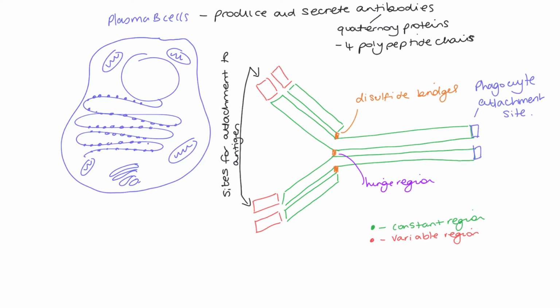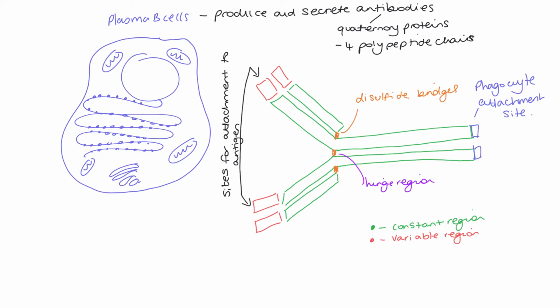So the fact that you can produce all of these different shaped variable regions is what enables you to produce complementary antibodies to these unique antigens that you might be infected with. So it's really the variable region that matters. And you can see here that the variable region is the site for attachment to the antigen.